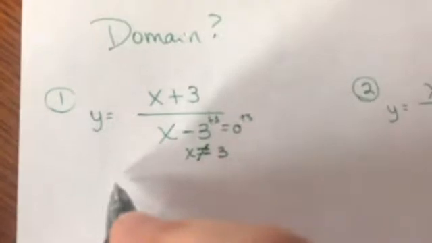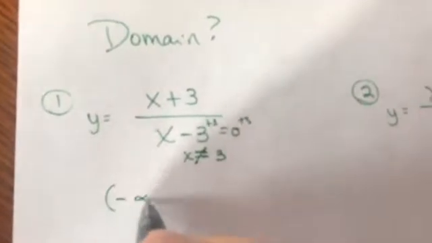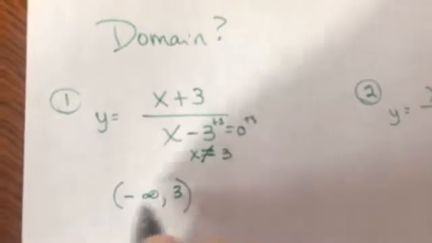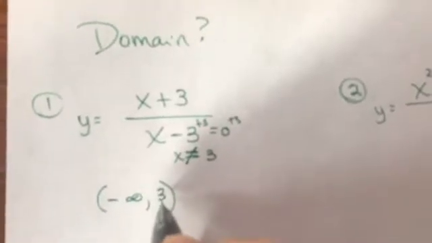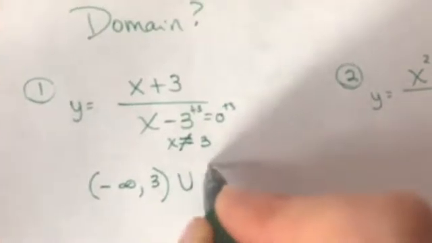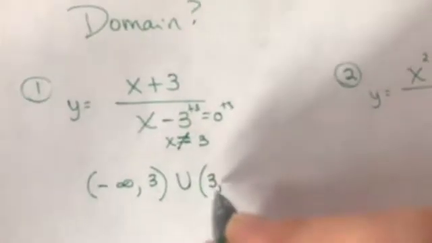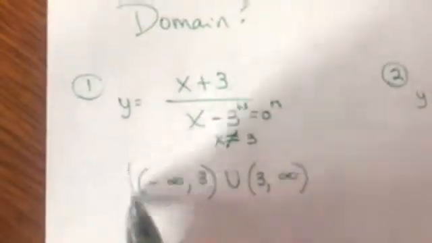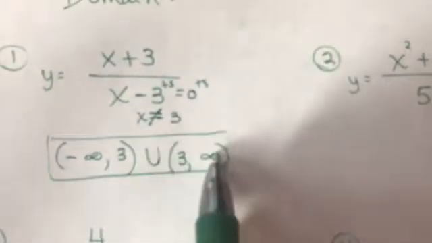So what does your domain look like? Well, I can use everything negative until I get to 3. That's why we use the parenthesis, because I can use everything up to 3, like 2.999999. And then union, because I'm going to pick up right after 3, like 3.0 whatever, to infinity. So this right here is your domain in interval notation. That says everything but 3.